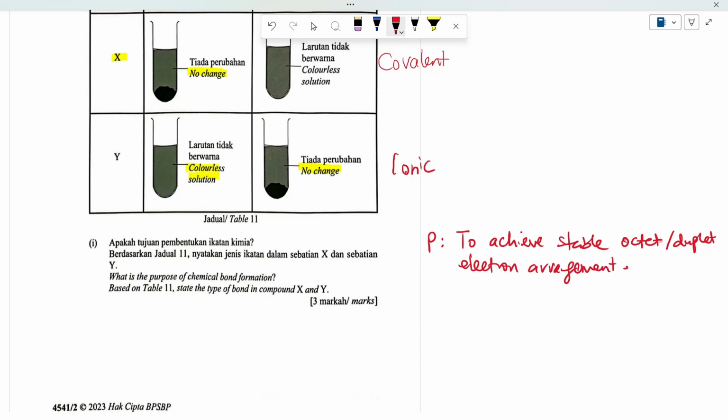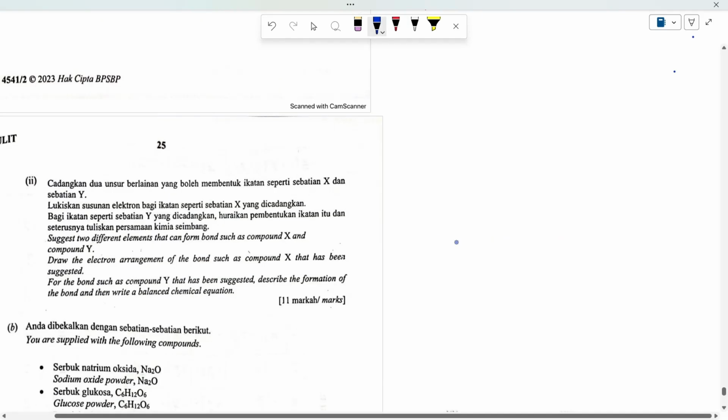Now, type of compound X and Y. So point 2, X is covalent, Y is ionic. Here you have to mention the bond. Don't write compound. If you write compound, it's wrong. But if you write ionic and covalent only, then it's safe. Okay, class, now we look into question number 2. Wait for a while.